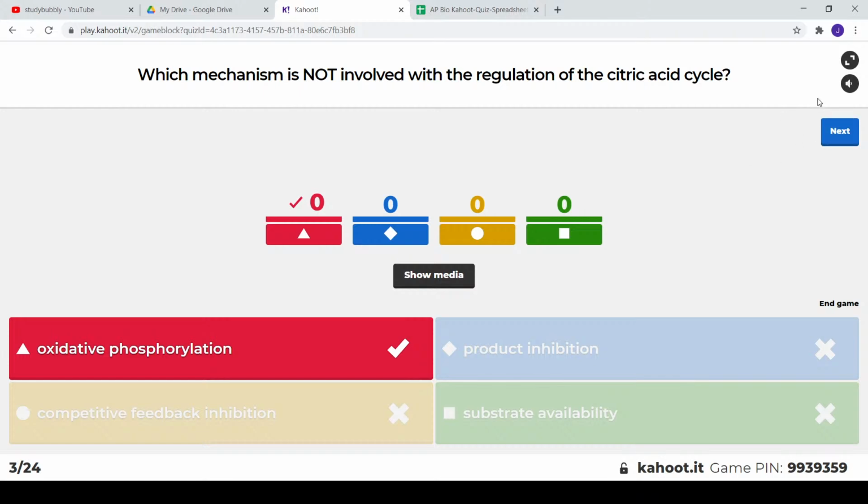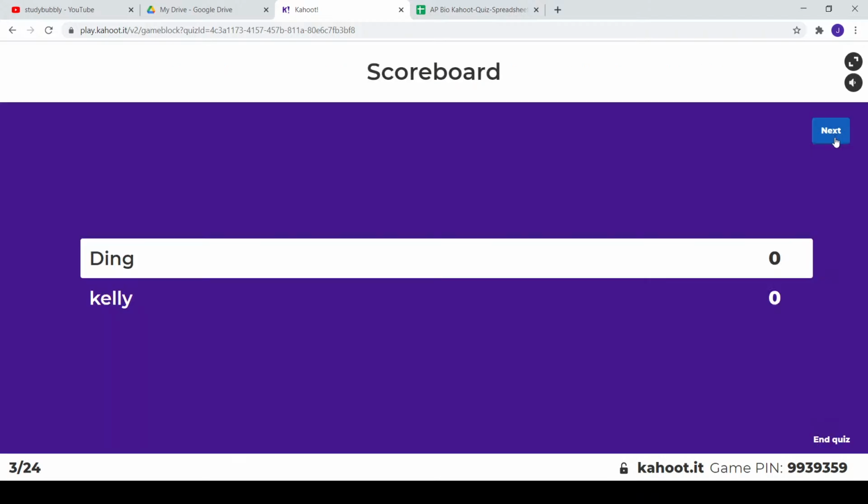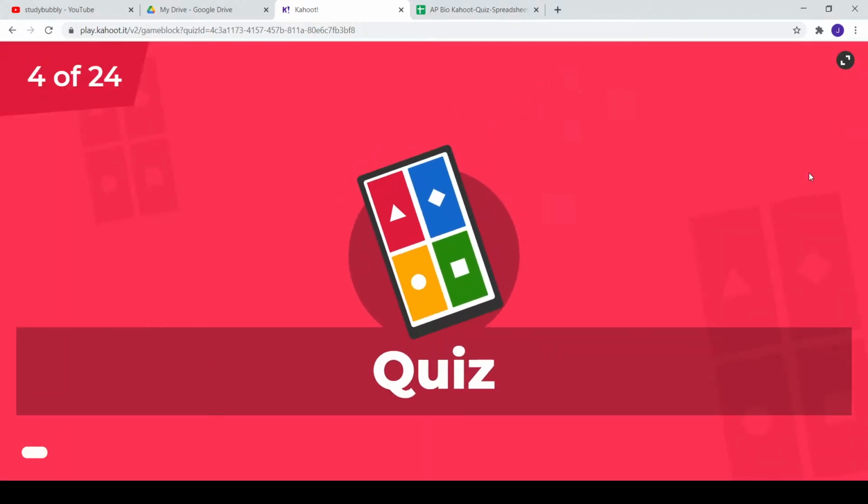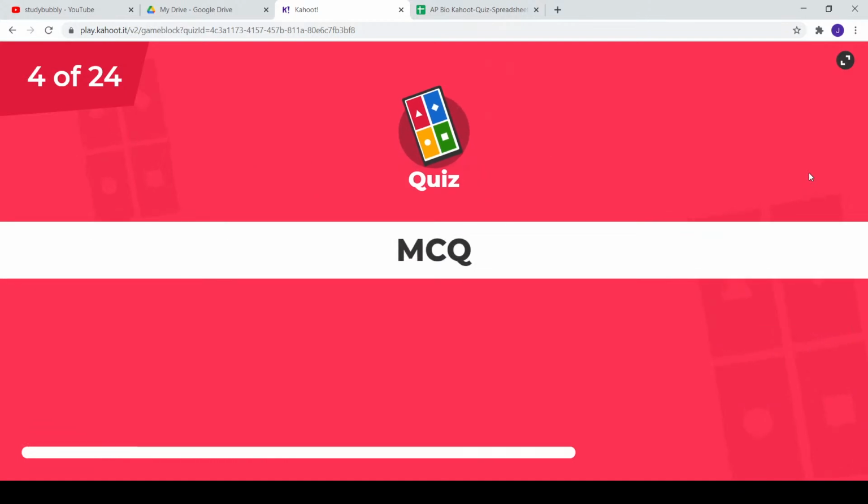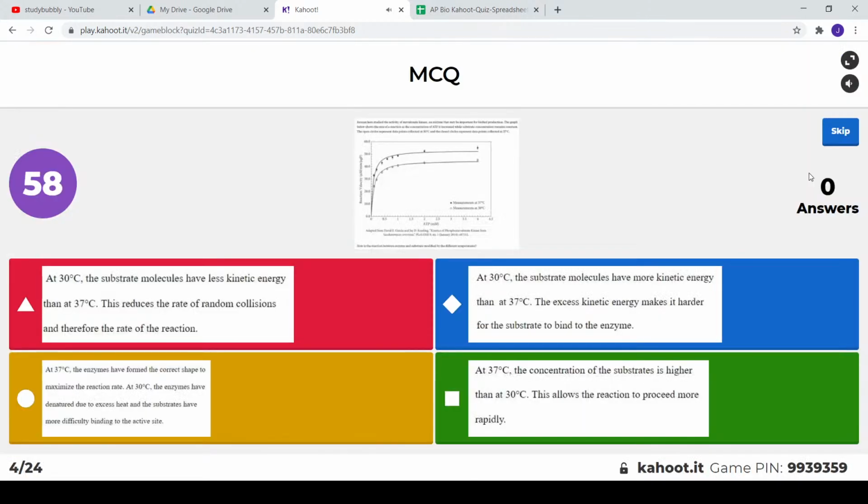Yep. Alright, shall we move on? Sure. Okay. Wait, yeah, just adding one more. Oh, never mind. You go. It's the graph question.